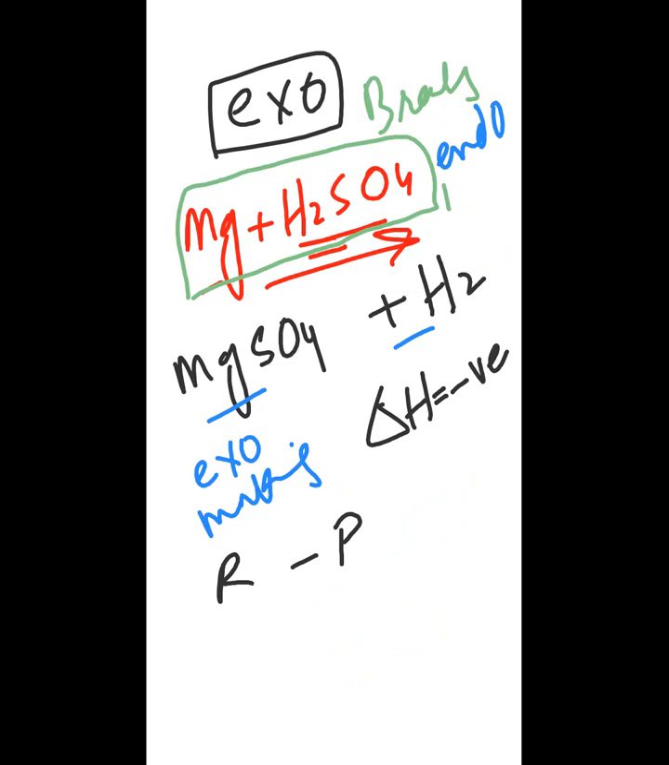You can write this formula or go with this one: reactant minus product, because at the reactant side there is energy which is being absorbed. At the product side, the energy is being released right now. So you can write reactant minus product.